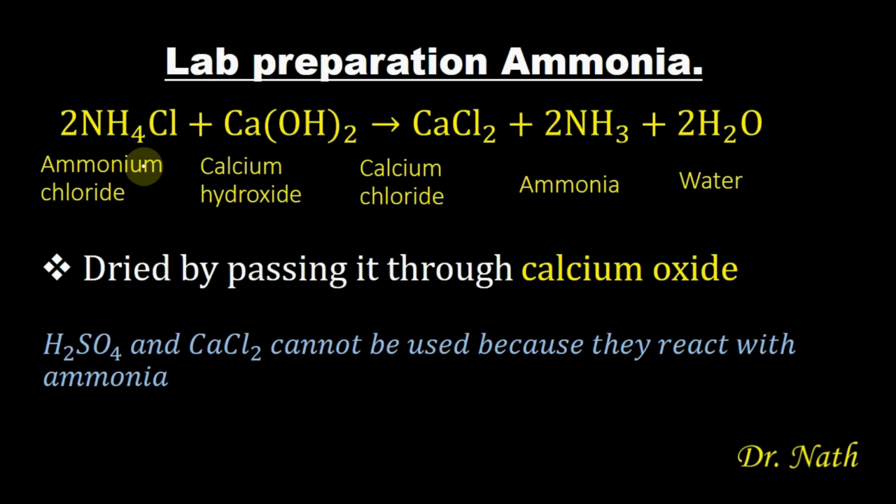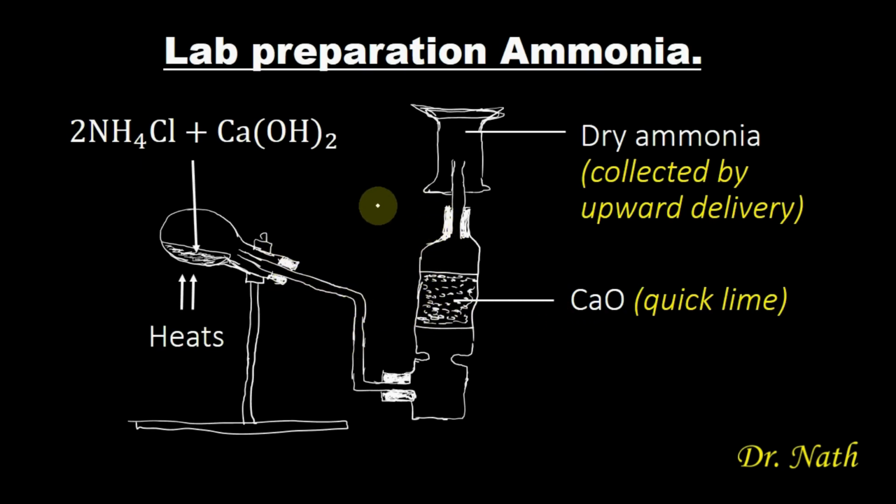So in the lab, ammonia is prepared when a mixture of powdered ammonium chloride and calcium hydroxide is heated. So when these two substances are heated, ammonia is liberated. So this ammonia that is formed, which is the compound of interest, can be dried by passing it through calcium oxide, also known as quicklime. From our previous setup, we have this setup for the production of ammonia. So the ammonia that is produced, like I said, is collected by upward delivery, and the reason for that is because it is lighter than air.